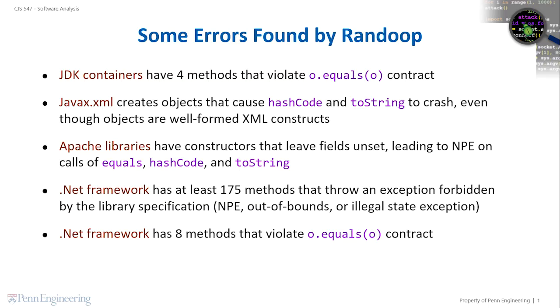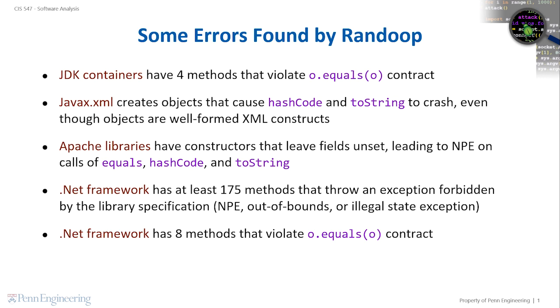The authors of Randoop applied the tool to three large libraries: the Java Standard Library or JDK, the Apache Commons collection of reusable components, and Microsoft's .NET framework. Randoop discovered previously unknown errors in all three libraries. Let's take a look at some of these errors. In the JDK's containers library, which includes facilities to create containers such as lists, trees, etc., Randoop found 4 methods that violate the reflexivity property of the equals method.